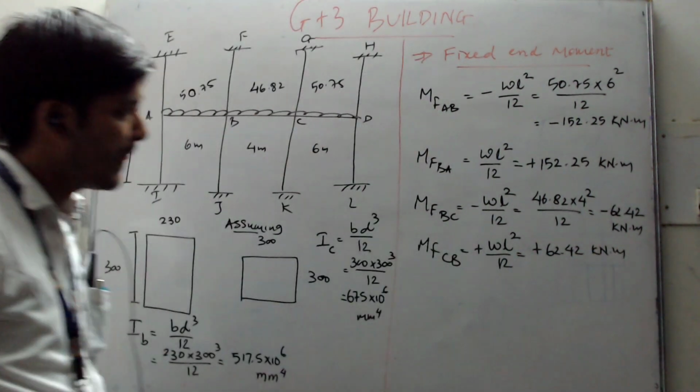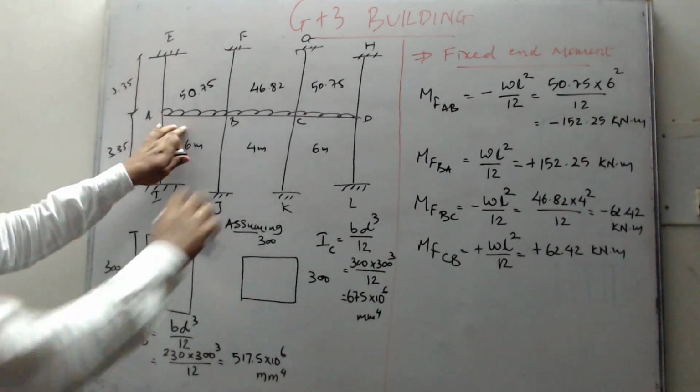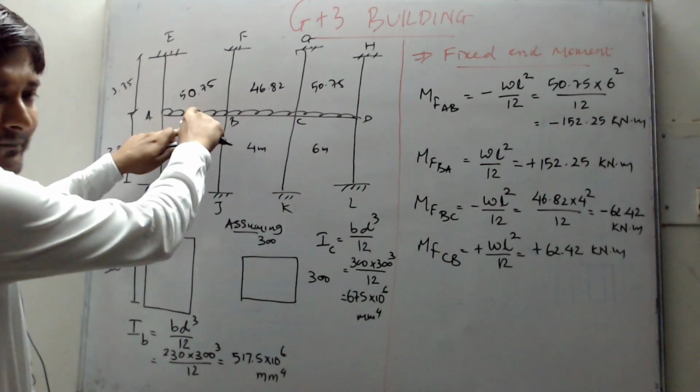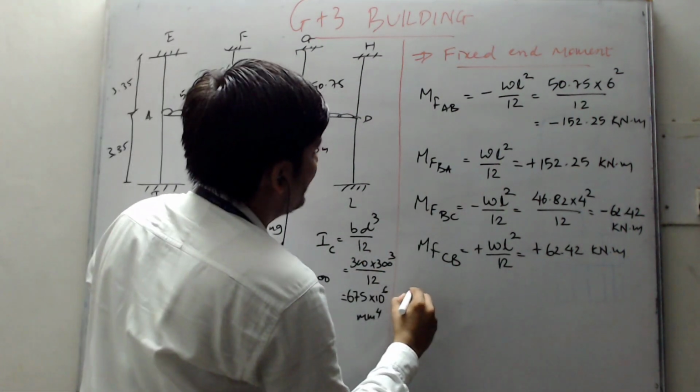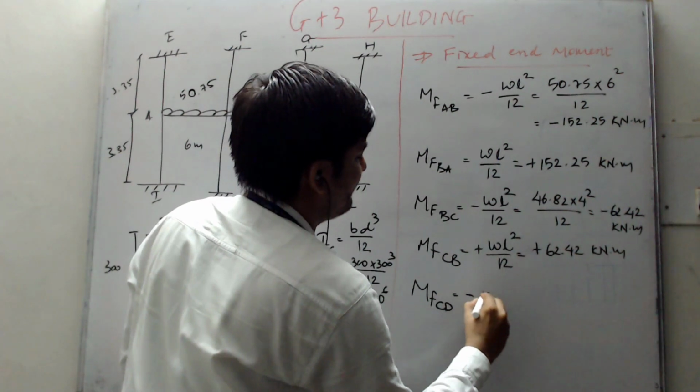Right? And the last span, we reach up to the last span, that is MFCD. So it is equal to AB because both the dimensions and loadings are same, right? So just quickly write down MFCD is equal to minus 152.25.